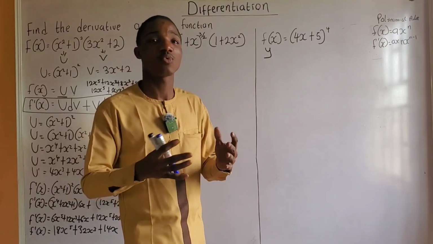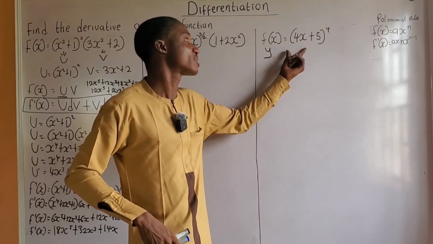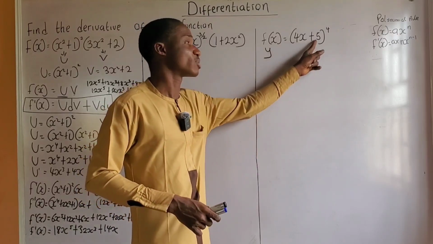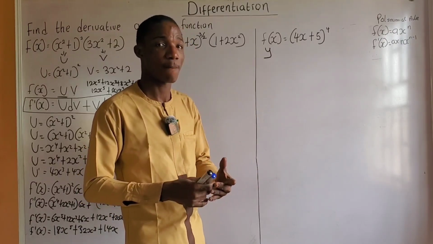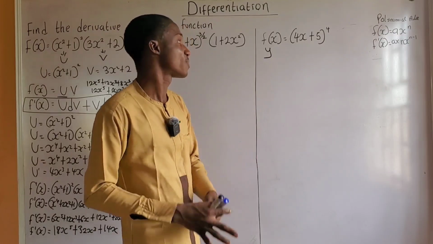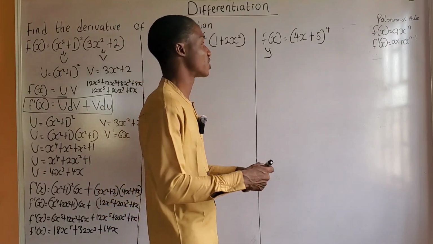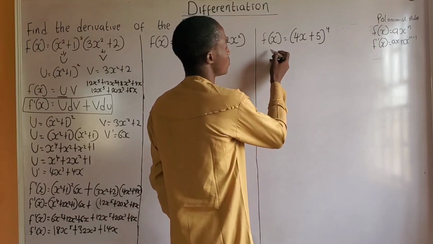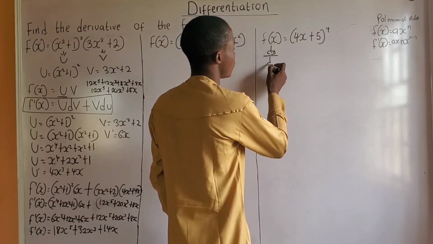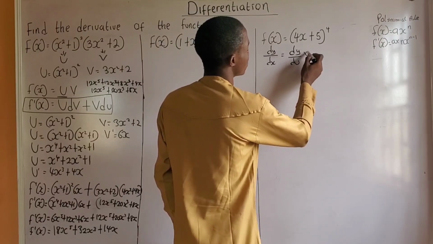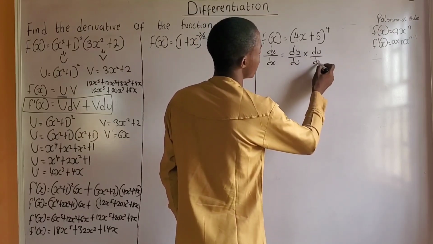A typical example of such a function is f(x) equals (4x + 5) raised to the power of 4, because 4x + 5 is a function itself. So in differentiating this function, please pay attention. According to chain rule, dy/dx equals dy/du multiplied by du/dx. Are you getting it?